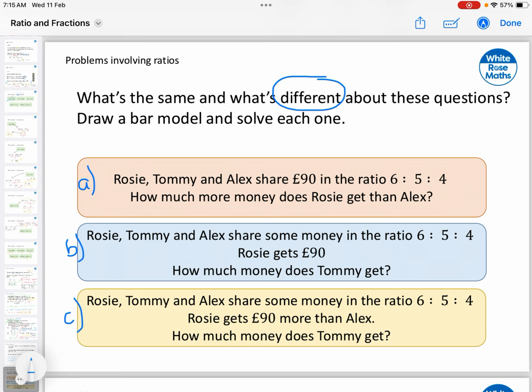Be careful, because even though the first sentence is the same for all of them, the important thing is the question, the information that is provided afterwards, okay? Remember that in all of them we have Rosie, Tommy, and Alex, and for all of them the ratio is 6, 5, 4, and we know that the problem is involving 90 pounds. The problem here is, what is the difference between them? Because the way in which we're going to distribute the money is not the same between sections. So A, B, and C will have all different answers. Let's throw ourselves to the first one.